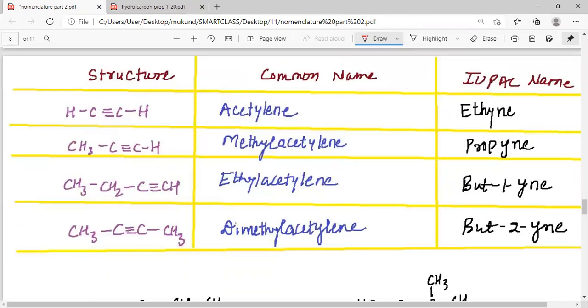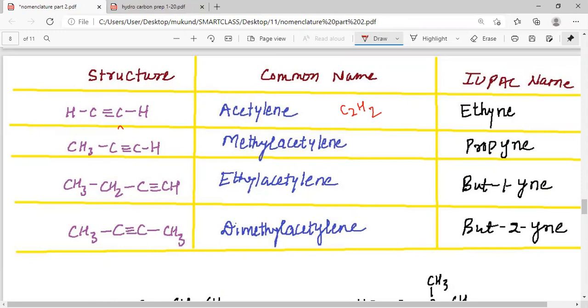Then we have the various structures, common names and IUPAC names. Please learn this well. You can have CH triple bond CH. The formula we can write for this is C2H2, which is your acetylene common name, and the IUPAC name is ethyne.